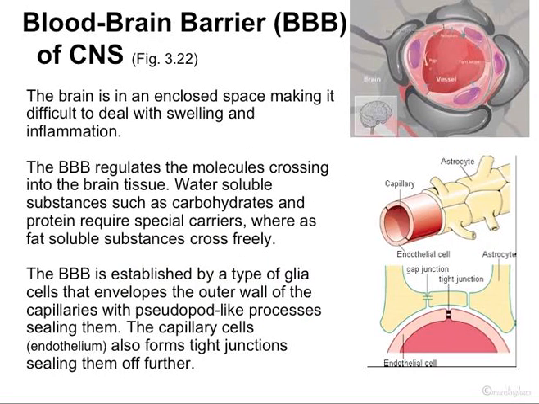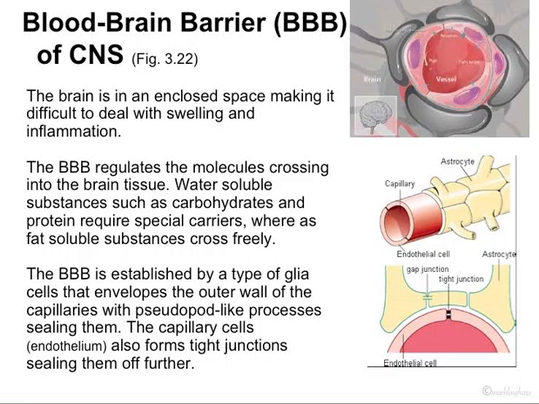Alright, that was the synapse. Now let's briefly talk about the blood-brain barrier. The brain is in an enclosed space, and that makes it very difficult to deal with swelling and inflammation. So we have a blood-brain barrier that regulates what molecules can go into the brain tissue and what cannot. Water-soluble substances such as carbohydrates and protein require special carriers, whereas fat-soluble substances can cross through it freely.